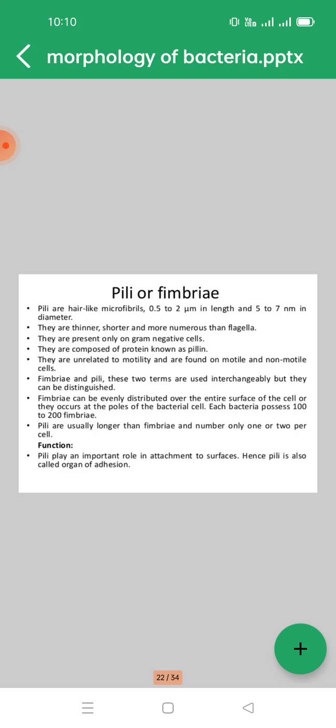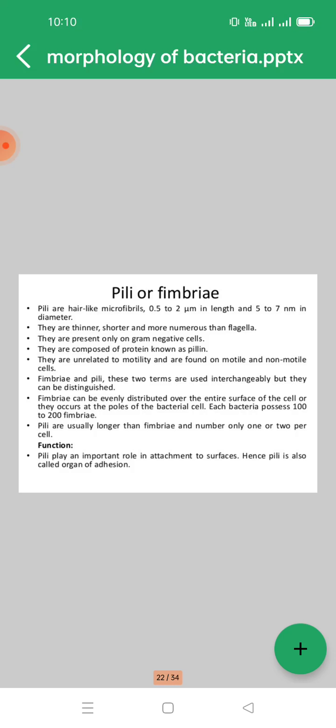So this pili structure is present only in the gram negative bacteria, and it is made up of a protein known as pilin, whereas flagella is made up of flagellin. Here pili is made up of pilin. This fimbriae and pili are used interchangeably.